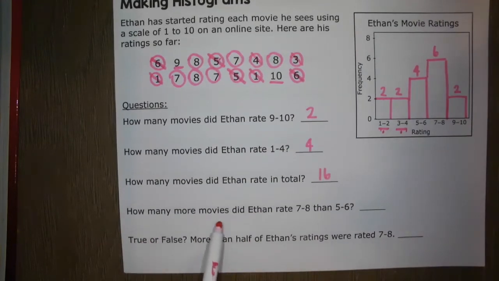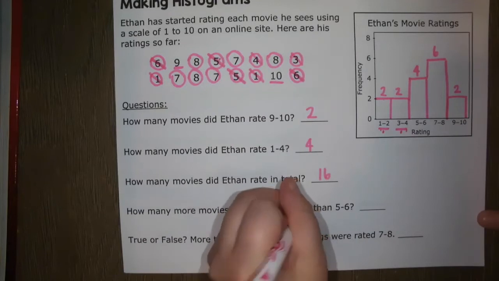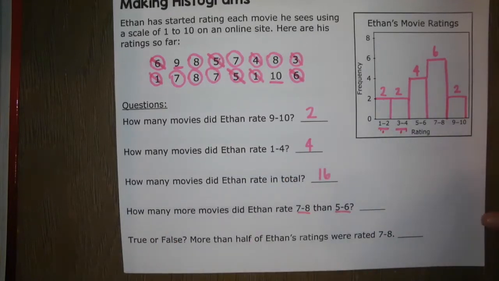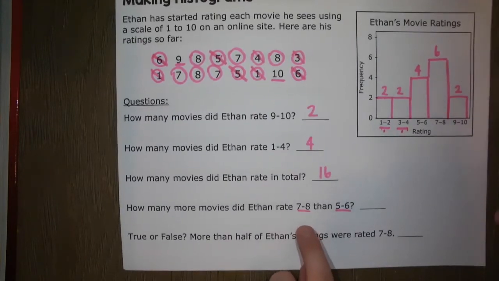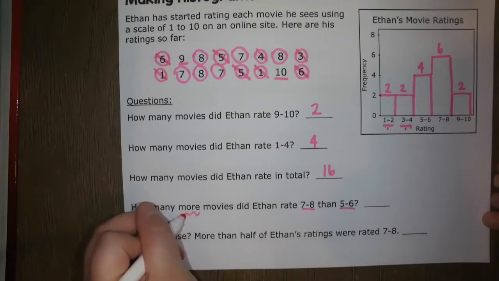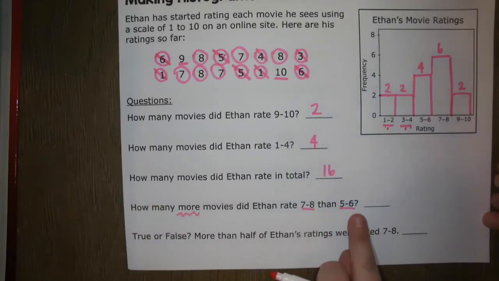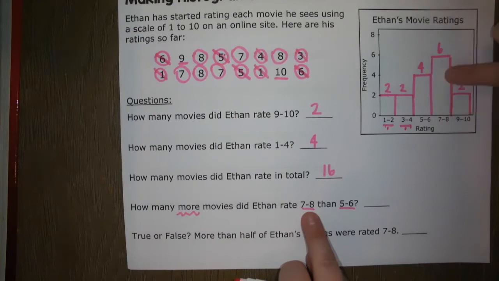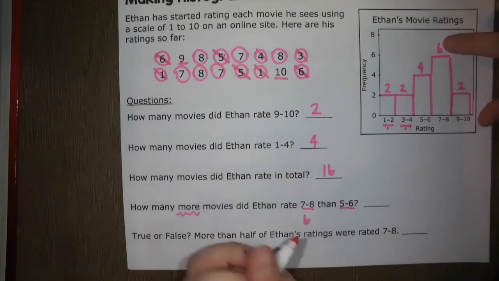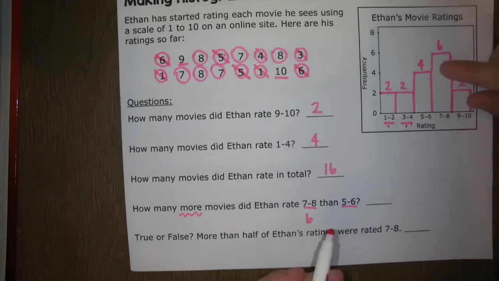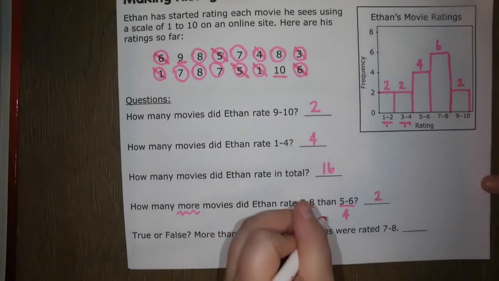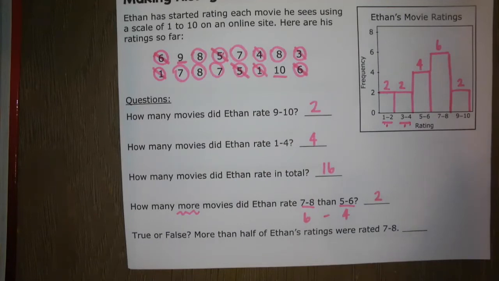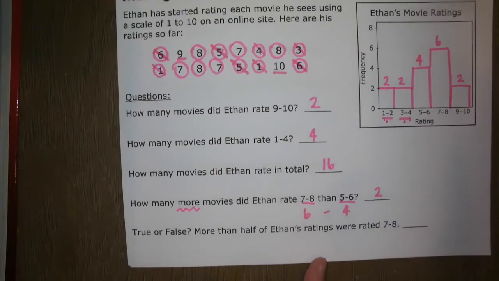Next, how many more movies did Ethan rate 7 to 8 than 5 to 6? So we have to extract some data and information from our histogram. We need to find out how many more he rated 7 to 8 than 5 to 6. Well, 7 to 8, he rated 6 movies. 5 to 6, he rated 4 movies with that score. So how many more is 6 than 4? 2. If we just subtract those 2 numbers, we get an answer of 2. Last question on this page.